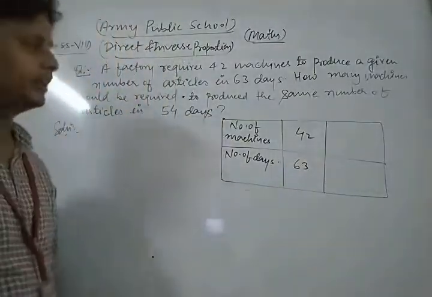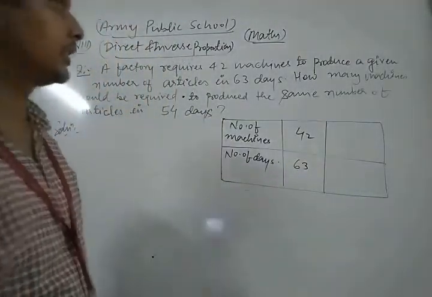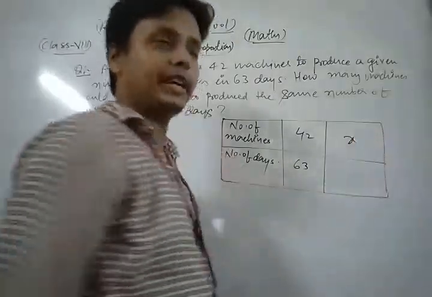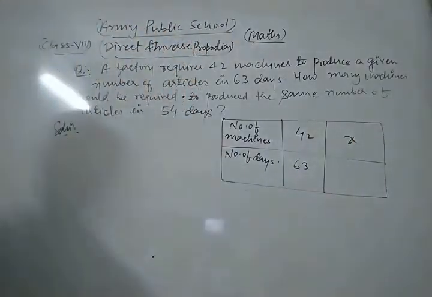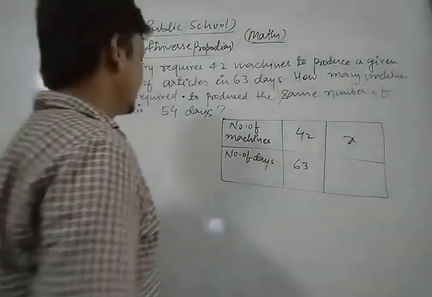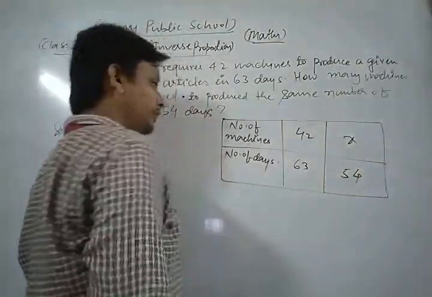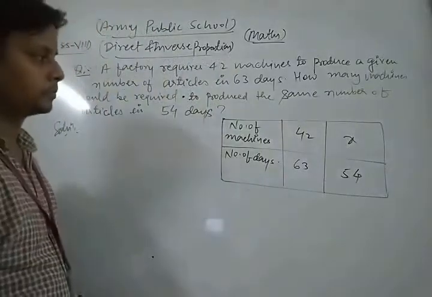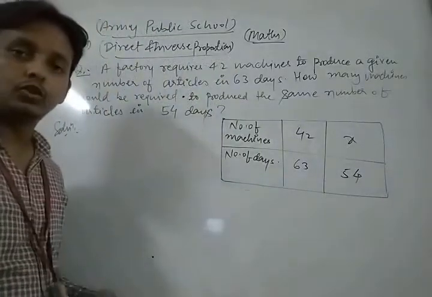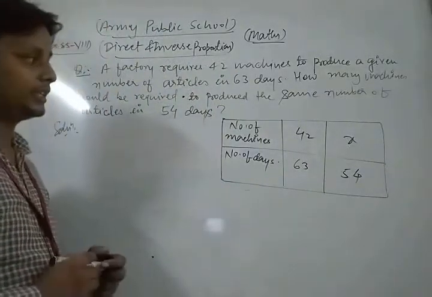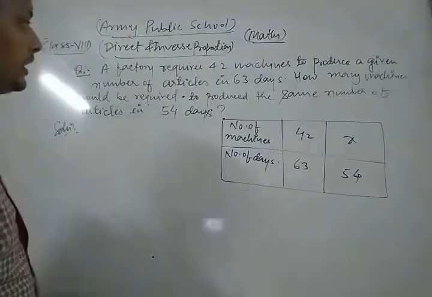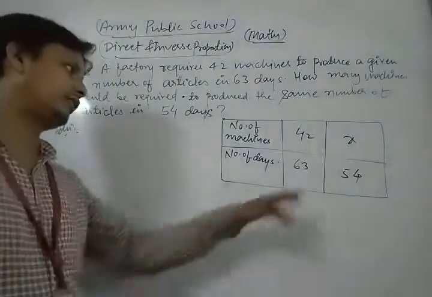63 days. And how many machines? Let the required number of machines be x, required to produce the same number of articles in 54 days. So the question is: how many machines will produce the same number of articles in 54 days?